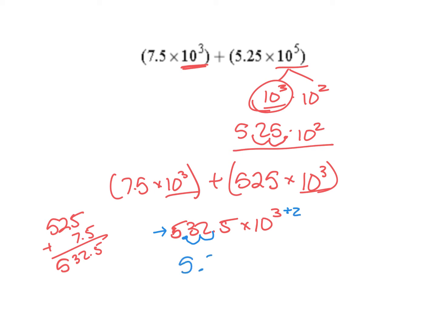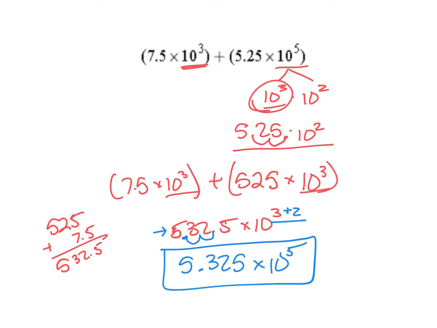So I have 5.325 times 10 to the power of 3 plus 2 is 5. And there is our answer. Again, we're not going to have too many problems like that, but you need to at least have seen it.